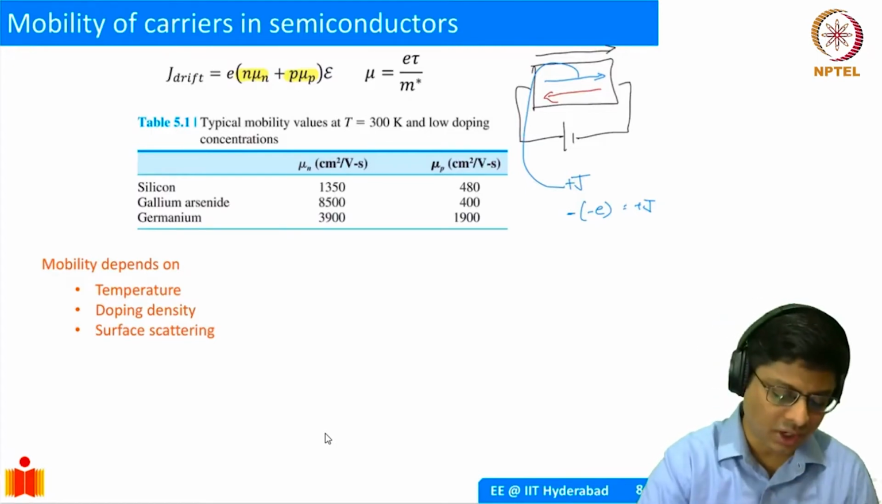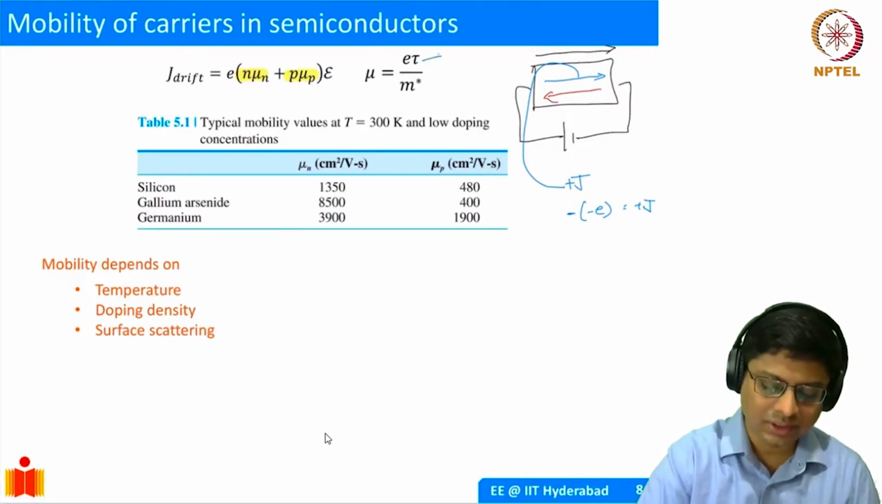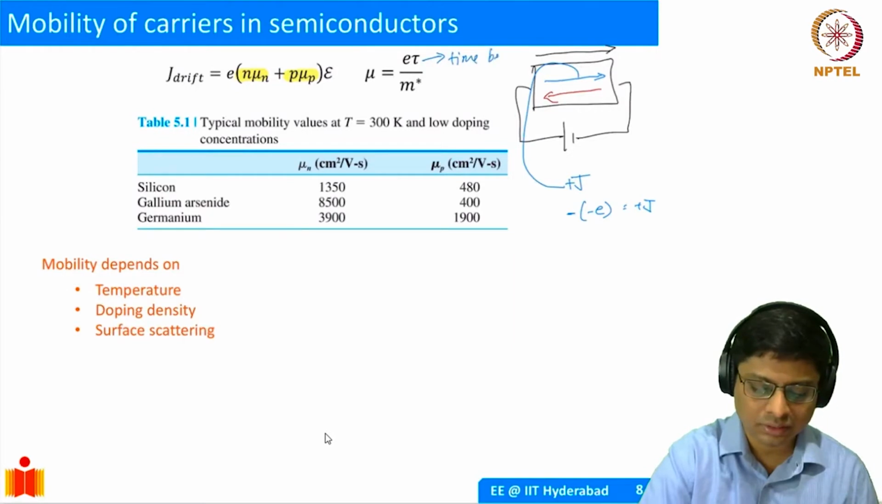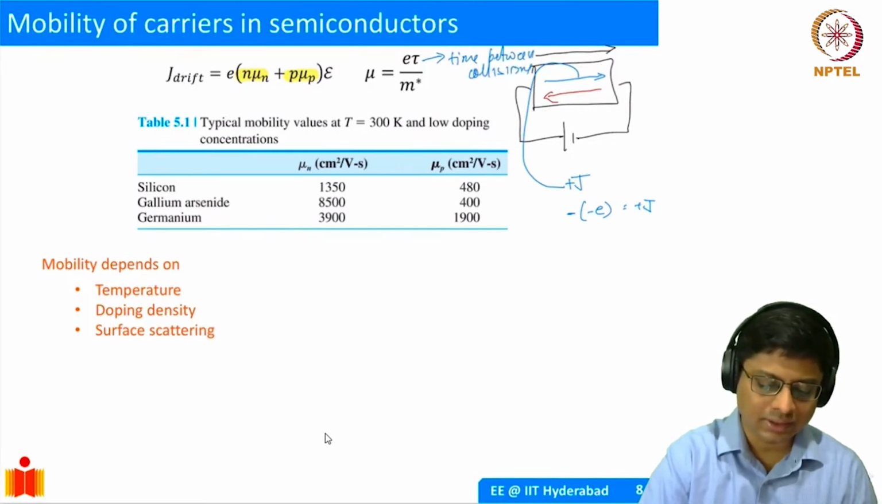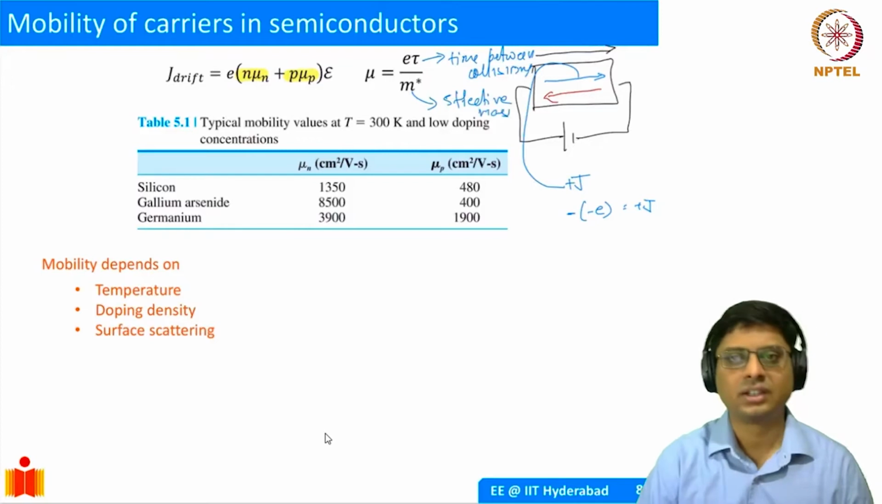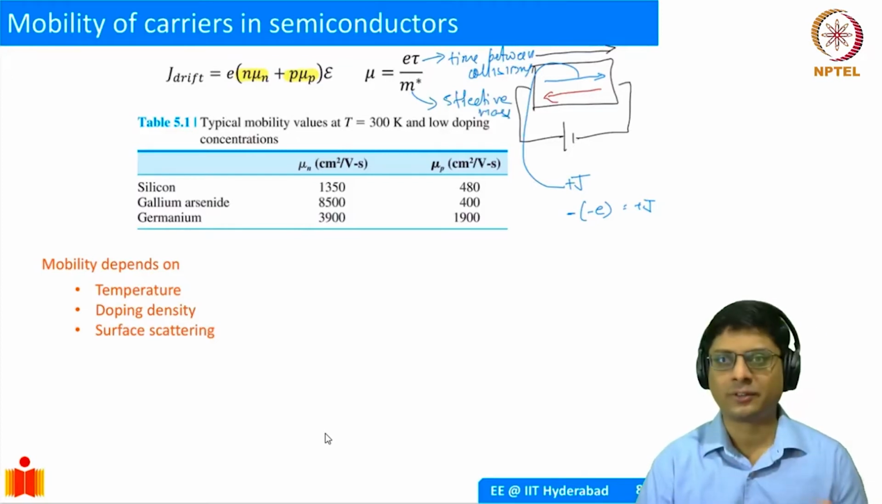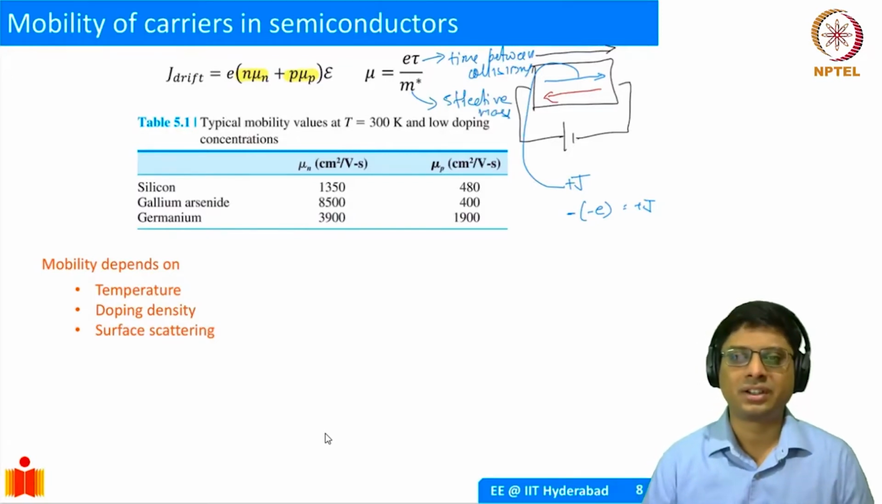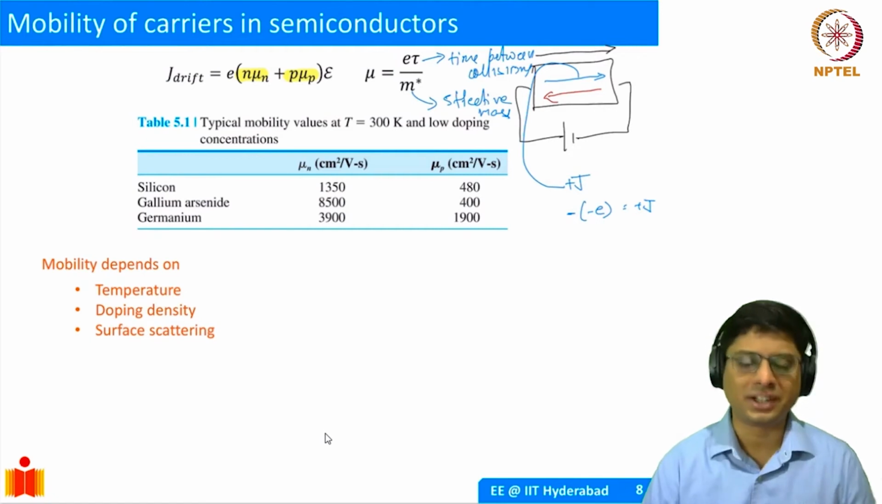So basically, this tau is going to be the time between collisions, and this is going to be the effective mass. If your effective mass is high, then the mobility will be low, and vice versa. So these are things you could qualitatively understand.